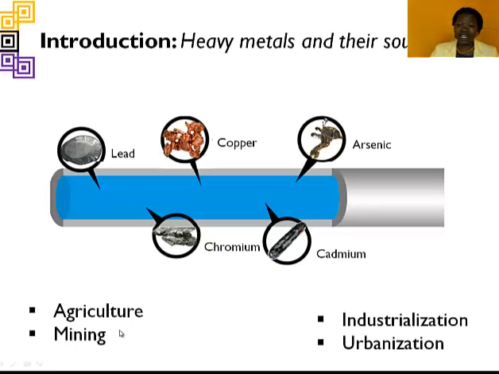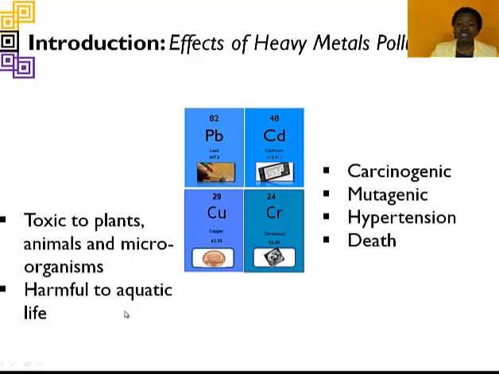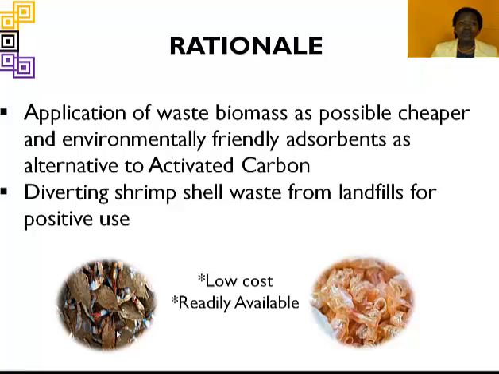Heavy metals such as lead, copper, arsenic, and chromium pose a threat to the environment, and they are introduced to the system through anthropogenic activities such as agriculture and industrialization. And these heavy metals are toxic to plants and animals, and to human beings they may be carcinogenic, mutagenic, and may result in death. That is why in this research we are investigating the application of shrimp shells as a possible alternative to conventionally used activated carbon.